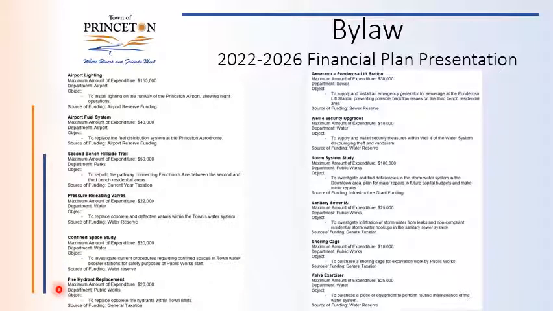Fire hydrant replacement. So many of our fire hydrants, we don't really see it, but they do leak. They're getting quite old, and to find parts for them is becoming more and more difficult. So this replaces the fire hydrant to current fire standards, and that replacement is done through the taxation portion of our budget.